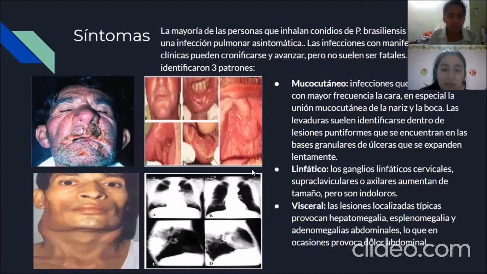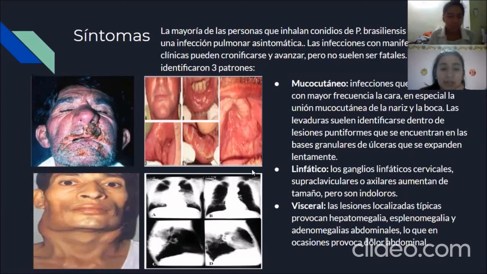Three patterns were identified. Mucocutaneous: infection that most frequently involves the face, especially the mucocutaneous junction and the nose and mouth. This can usually be identified by pinpoint lesion spots at the granular base of slowly expanding ulcers. Lymphatic: the cervical, supraclavicular, or axillary lymph nodes increase in size but are painless.